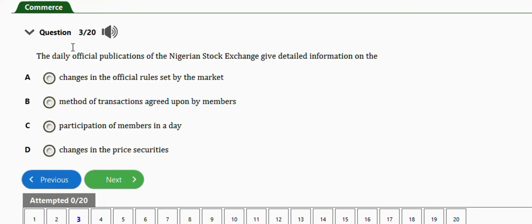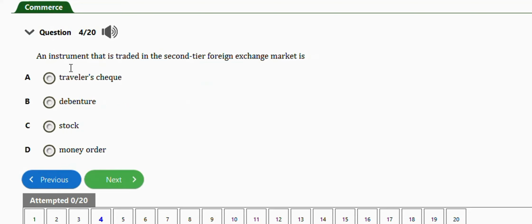Next question. The daily official publication of the Nigerian Stock Exchange gives detailed information on the official rules set by the market, method of transaction agreed upon by members, participation of members in the day, changes in price of securities. The right answer is option D. It gives information on changes in the price of securities. Next question. An instrument that is traded in the second tier foreign exchange market is... The right answer to this question is option C, which is stock option.